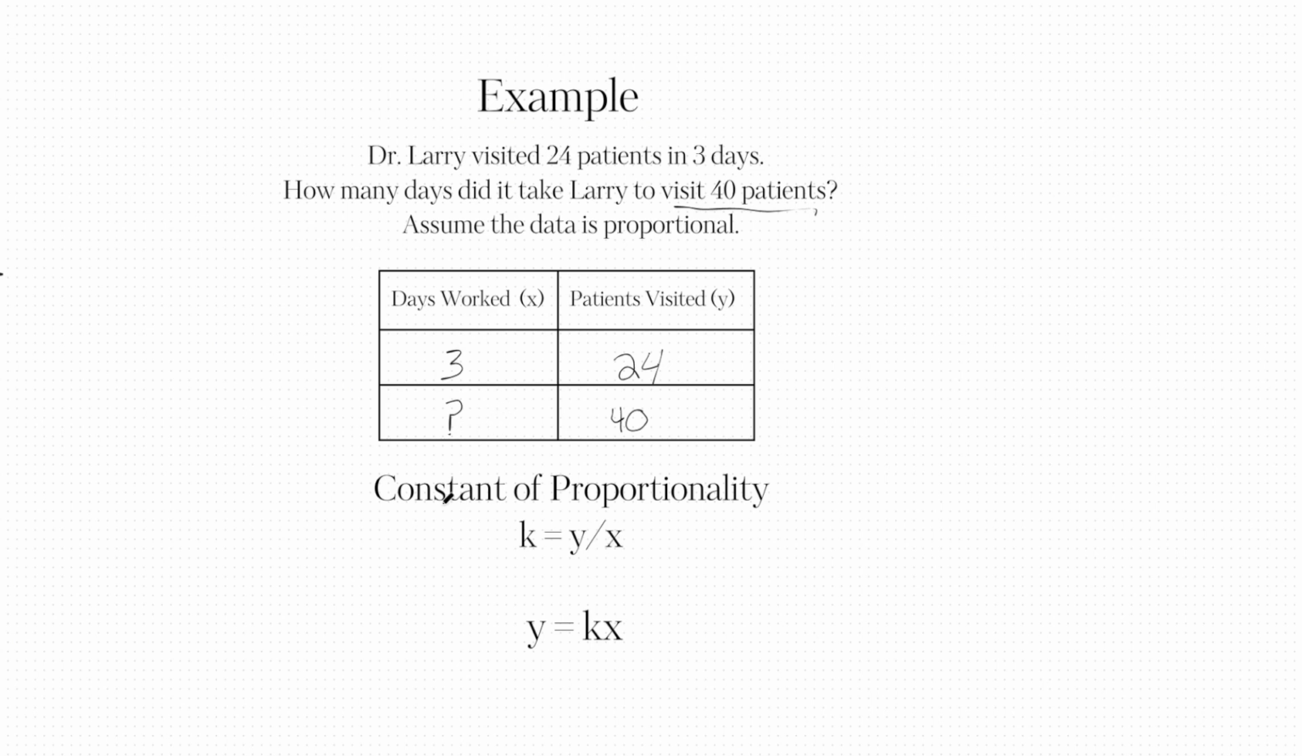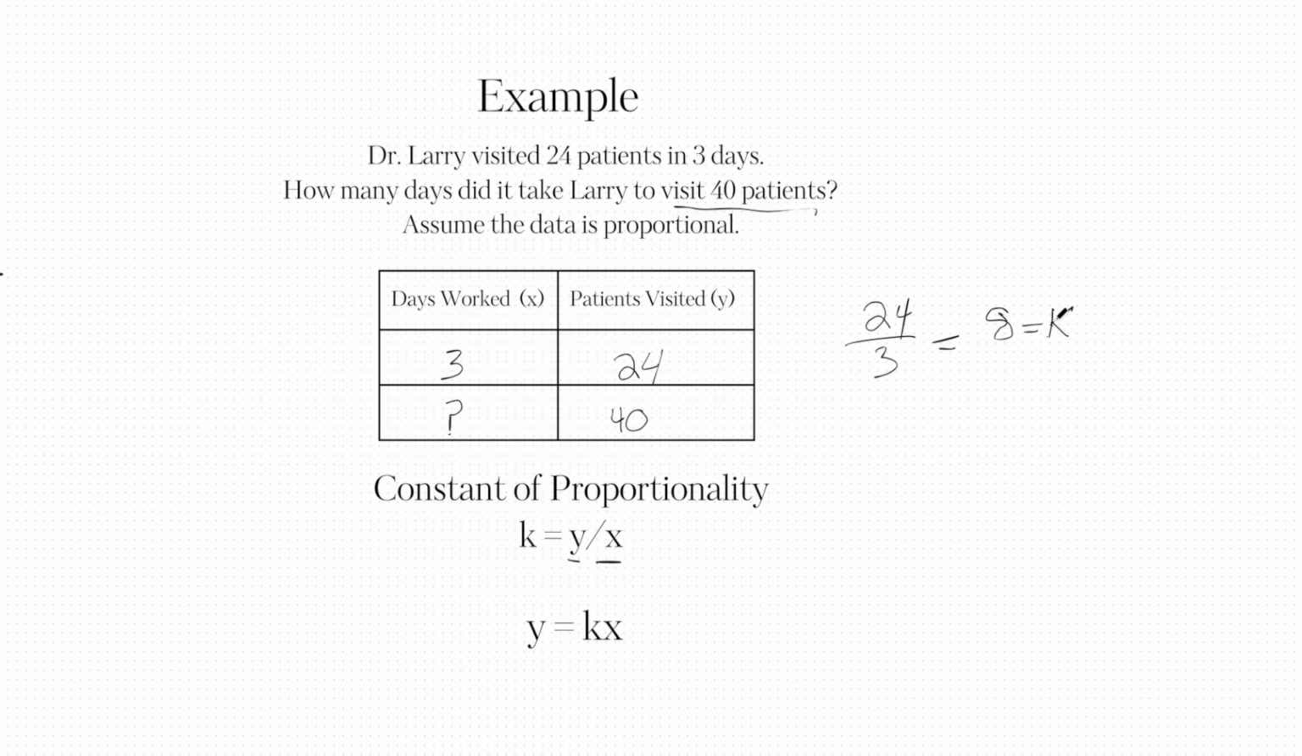First thing we're going to do is solve for k. To solve for k, we need to take a y value and divide it by x. So we're going to take this 24 and divide it by 3. When I do 24 divided by 3, we get a k value of 8. So 8 equals k.